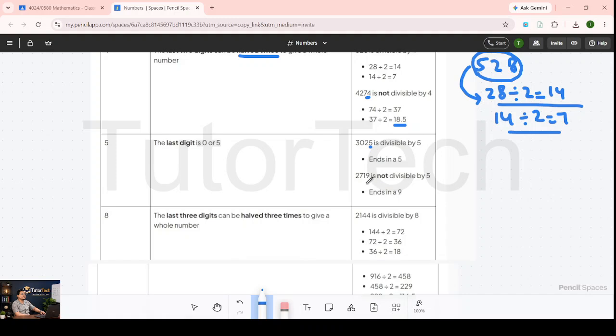In this case, 2719, we see that the last digit is 9, which is not 0 and not 5. So in this case, the number ends in 9. It means this number is not divisible by 5.